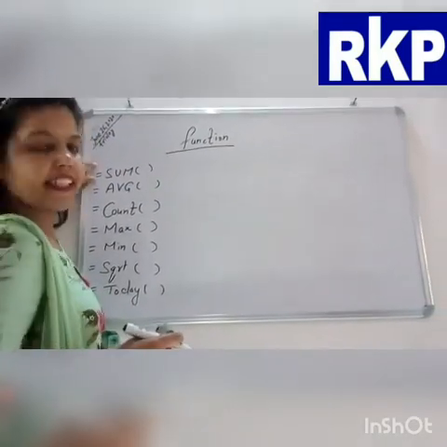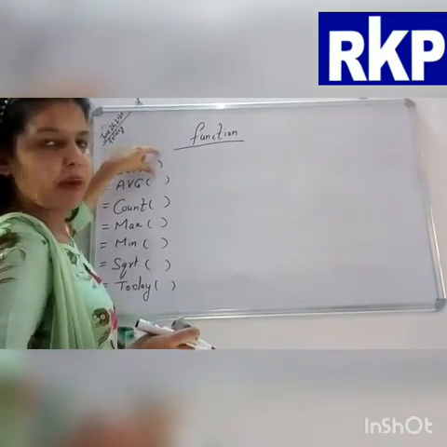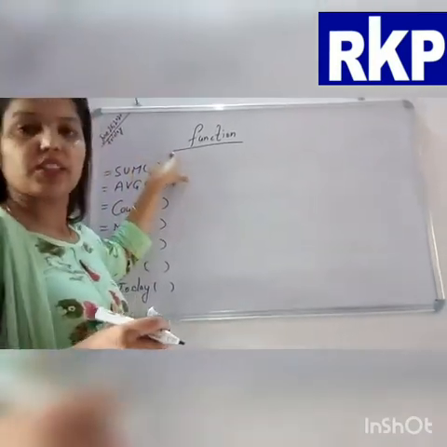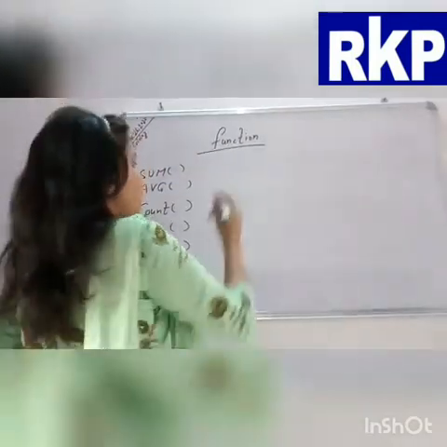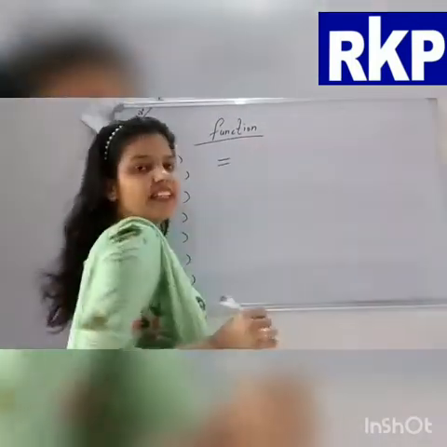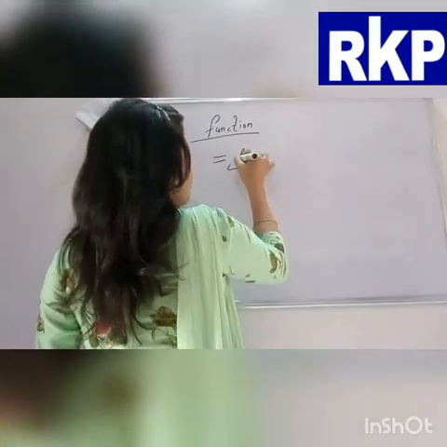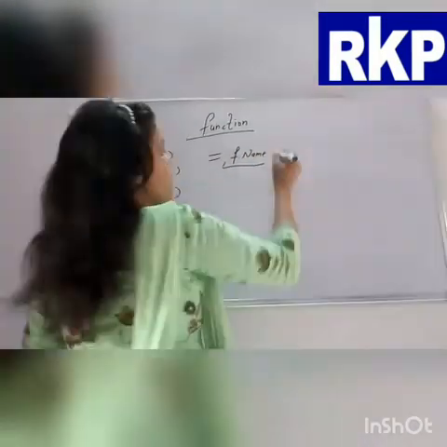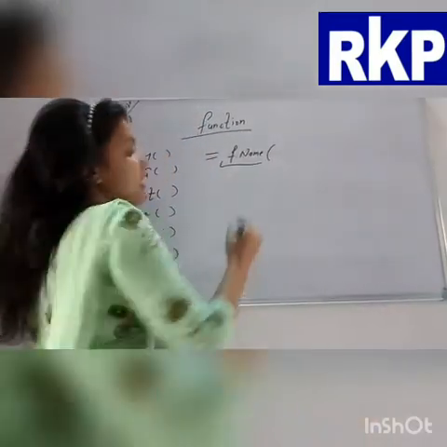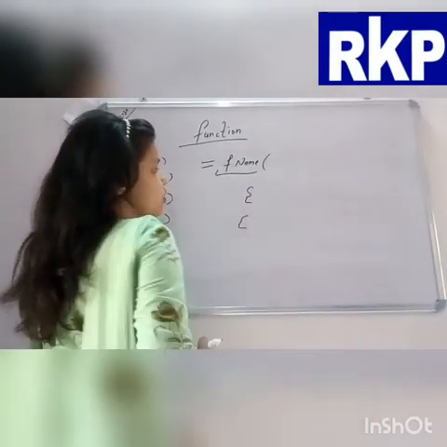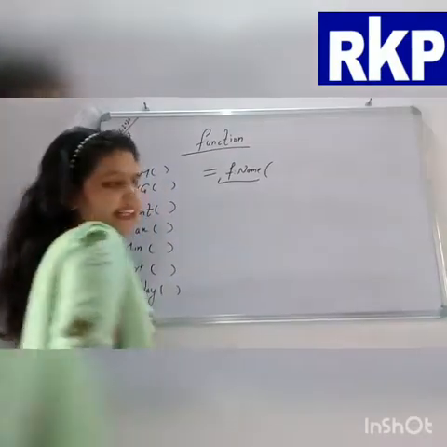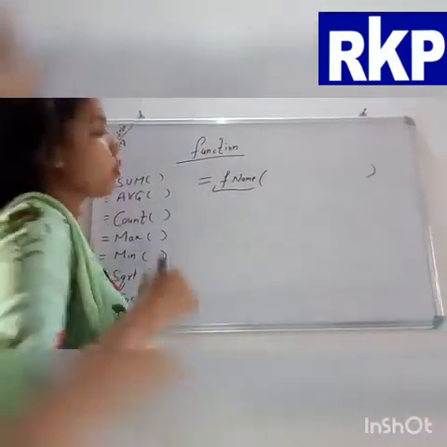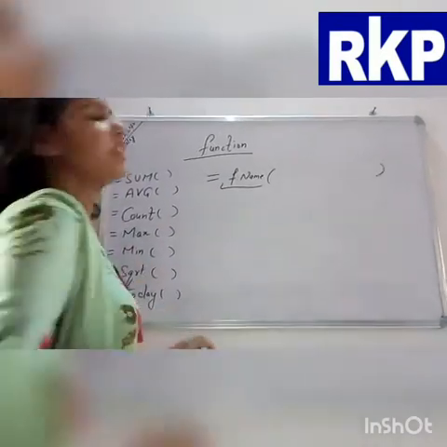See, equal sign is here, then function name, then parenthesis open and close. So let us discuss the structure of a function. A function must begin with an equal sign, then write the function name. Then open the parenthesis. Don't use curly brackets or square brackets. You have to use parentheses or small brackets, and close the bracket. Closing the bracket is not compulsory, but you can close it.